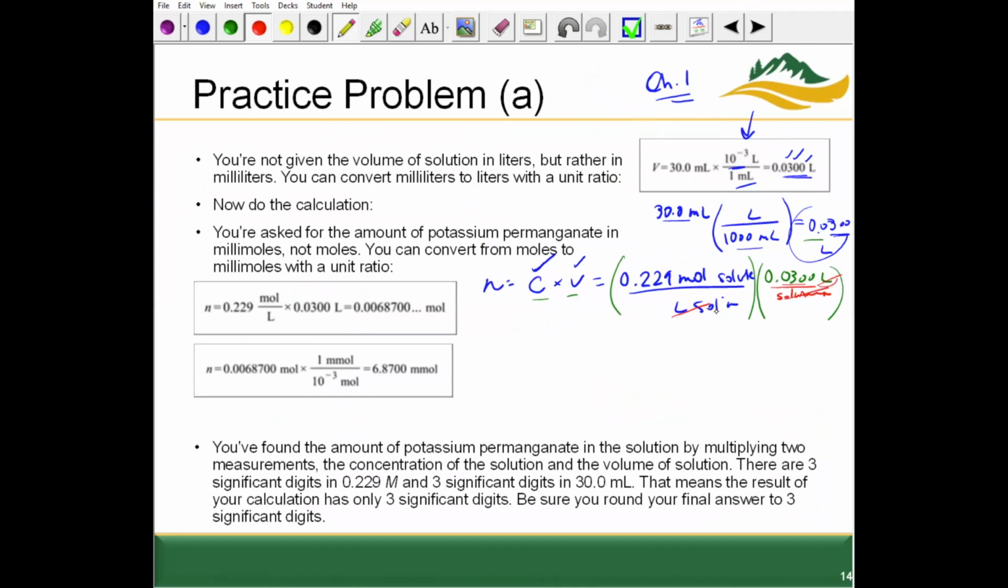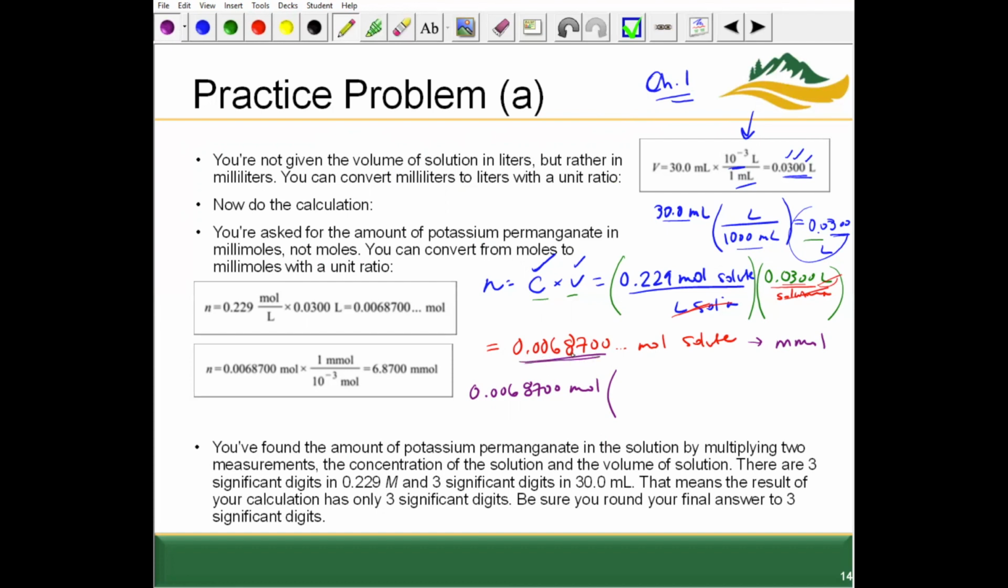So now going back here, 30.0 mils of solution, we converted that into liters. Now liters of solution cancels out with liters of solution to then leave about 0.006870 moles of our solute. Then we're not quite done because that question specifically asked for this to be in millimoles. So now we're going to take 0.006870 moles, and we're keeping the full value here because we're not yet rounding. So we're not yet at the end. So I'm going to keep this full amount in your calculator.